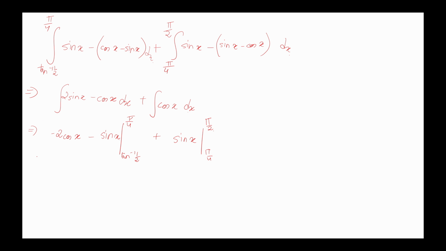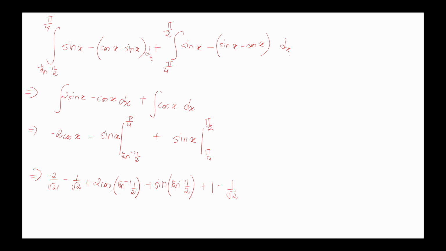Now let us put down all the values and see what we are getting. From here we would have minus 2 cos pi by 4. Cos pi by 4 is 1 by root 2, so this would be minus 2 by root 2, minus sin pi by 4, which is also 1 by root 2. Now since both of these values are minus and we have to subtract our lower limit, this would become plus 2 cos of tan inverse half, plus sine of tan inverse half, plus here we would have sine pi by 2, which is 1, minus sine pi by 4, which is 1 by root 2.